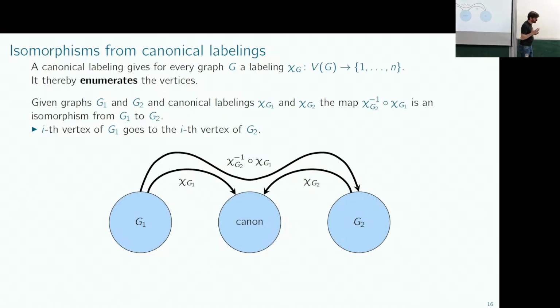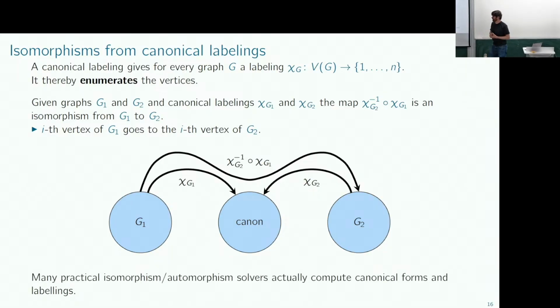And that means canonical labeling, or computing canonical forms, is a problem that is at least as hard as graph isomorphism. We don't know whether these problems are equivalent, but for many concrete classes we know that the running times turn out to be the same. So we don't have a formal reduction, but it seems that these problems are always almost the same. Okay, so many practical isomorphism algorithms actually compute canonical forms and labelings.